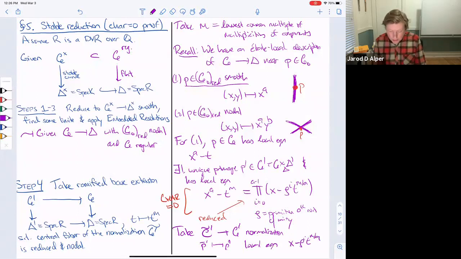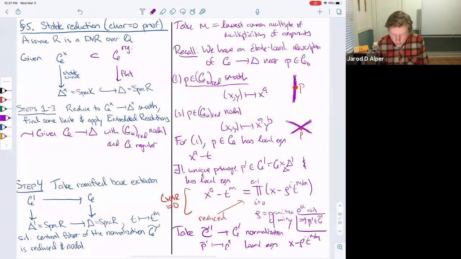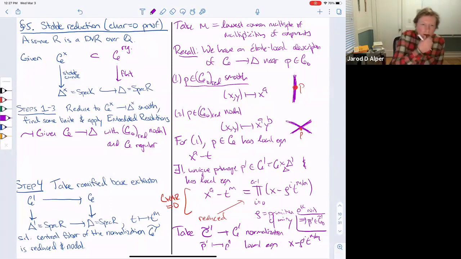And so what we see is that, let me write it here, what this implies is that this new point is still smooth in the central fiber. So actually, this point is a smooth point in the central fiber, and it's a smooth point in the total family.